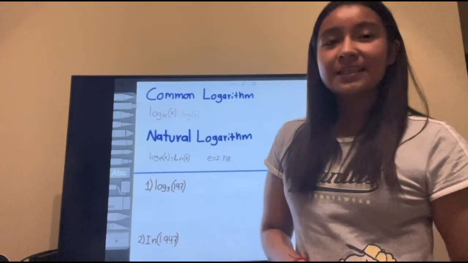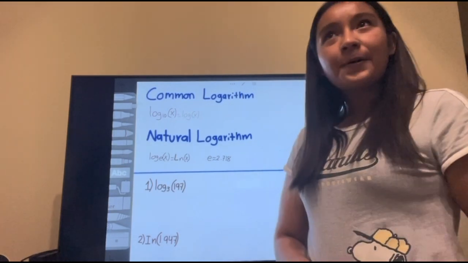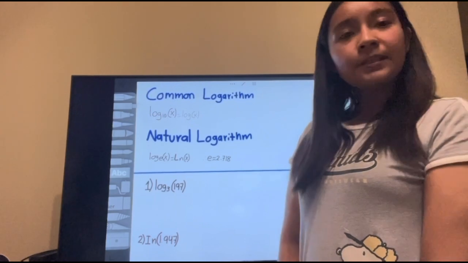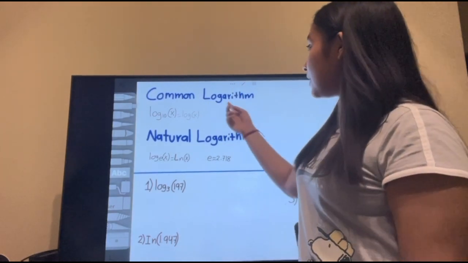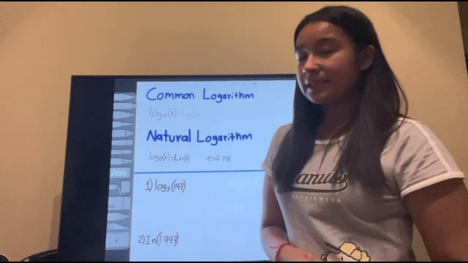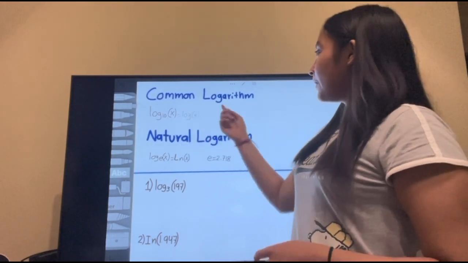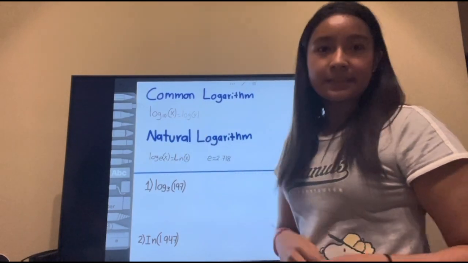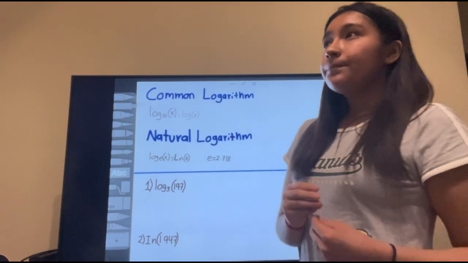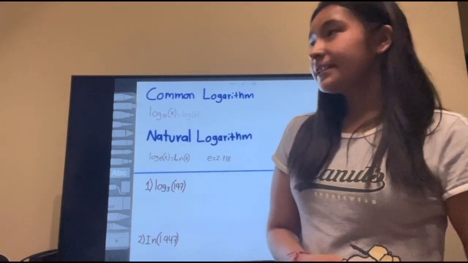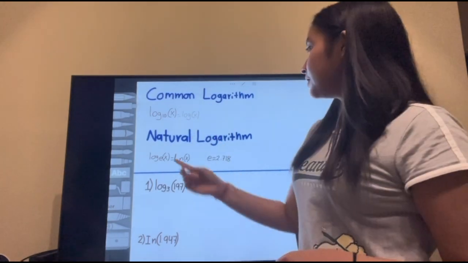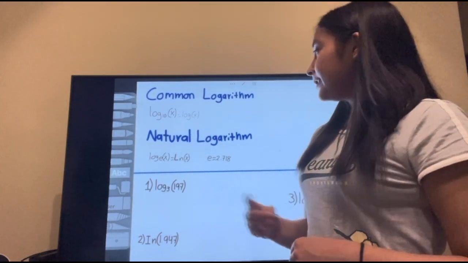So now, sigmas, the special logarithms. Logarithms have different values on their bases. And with these two types, the common logarithm and the natural logarithm, we have a special base. For example, in the common logarithm, the base is 10. When we do math, we don't express it, but we know that it has a base of 10. On the natural logarithm, we have the base of e.